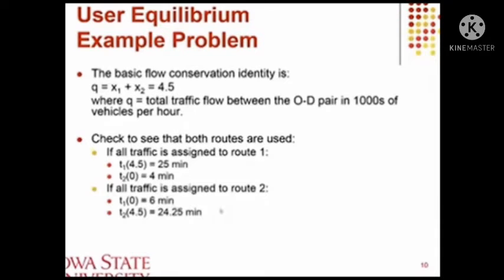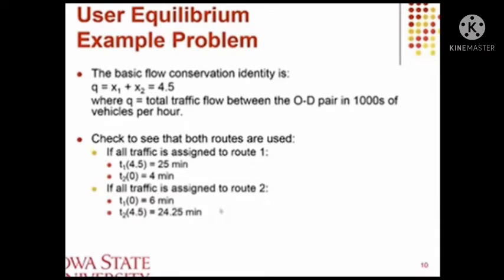If we assume all the traffic is assigned to Route 1, so we put all 4,500 vehicles on Route 1, we find that 25 minutes travel time. Under that situation, people could obviously switch to Route 2 and improve their travel time, which is an indication that route 2 should be utilized.